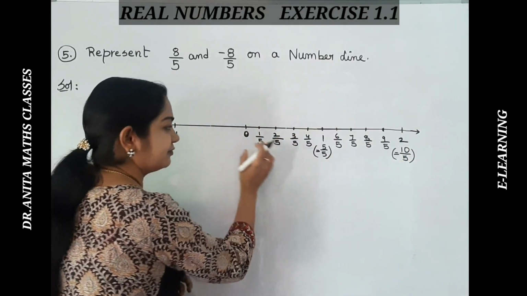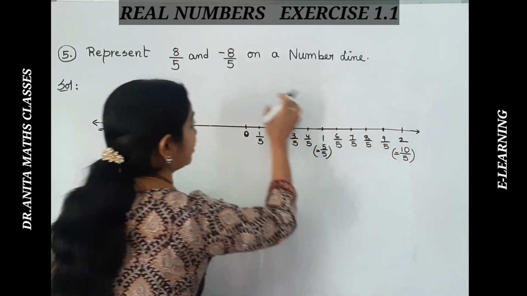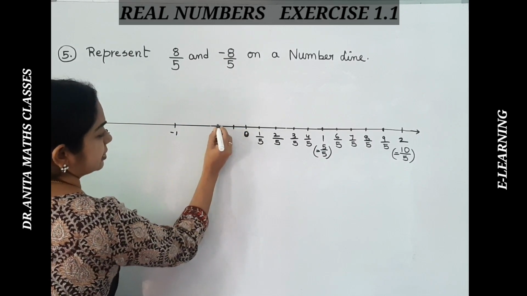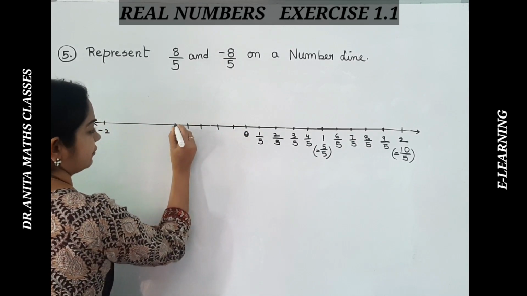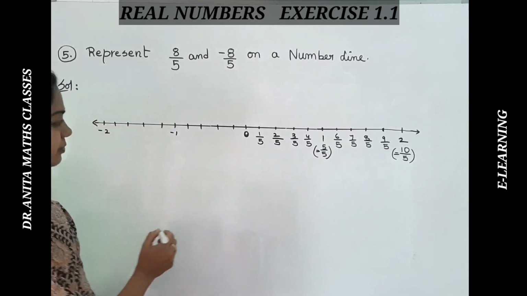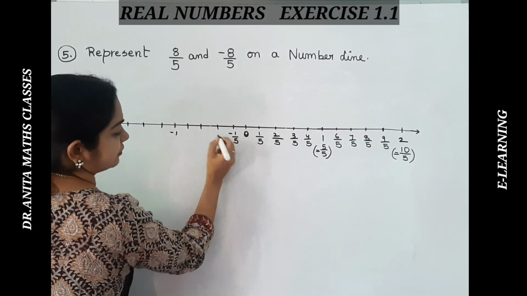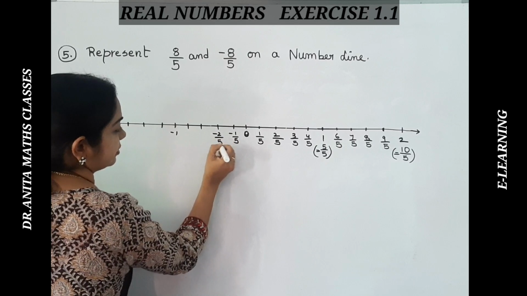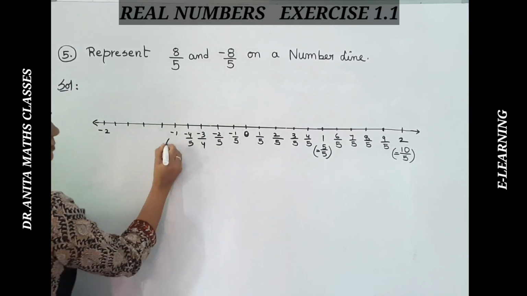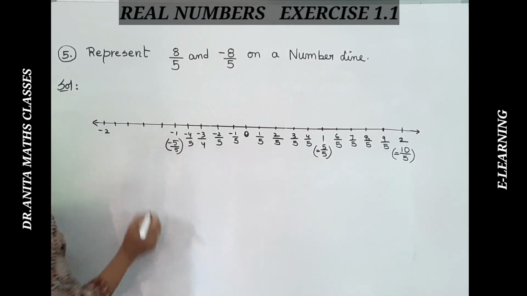So I have segmented 0 to 1 into 5 parts, and again 1 to 2 into 5 parts, because the denominator is 5. To this side also we do the same thing: 1, 2, 3, 4 and the fifth part. Likewise we write here: minus 1 over 5, here 0 over 5, minus 2 over 5, minus 3 over 5, minus 4 over 5. This comes to minus 5 over 5, which is nothing but minus 1 only.